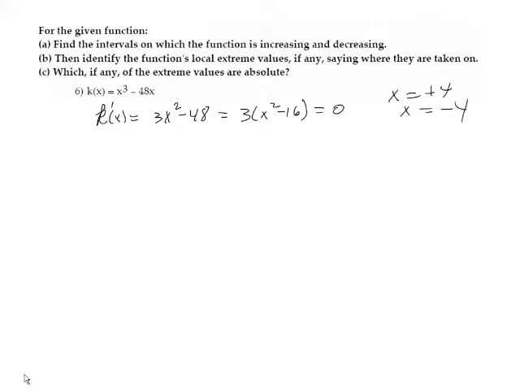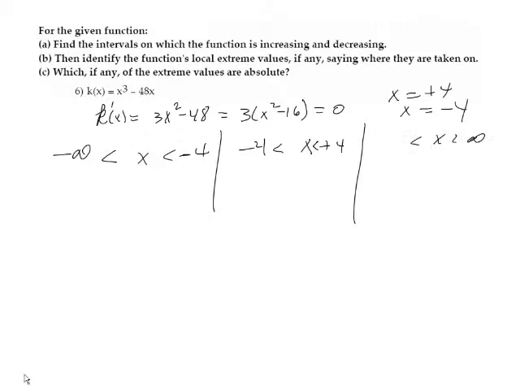So we break the timeline, or the x-axis, into 3 intervals: from minus infinity to minus 4, from minus 4 to plus 4, and from plus 4 to infinity.